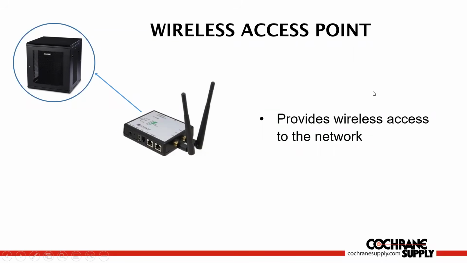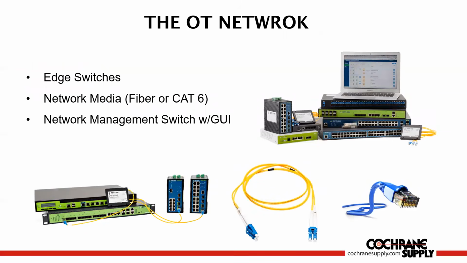And then we talked a little bit about a wireless access point. That's another feature that when I'm assisting with designs, whether it's a systems integrator or a consulting engineer, I always tell them that you're going to want to specify a wireless access point. So when you look at the OT network as a package, it's a combination of the edge switches, the network media, which is going to be fiber or Cat6, a combination of those two or just all fiber, and the network management switches. Most of the solutions out there for managed solutions are anywhere between 4 and 48 ports.